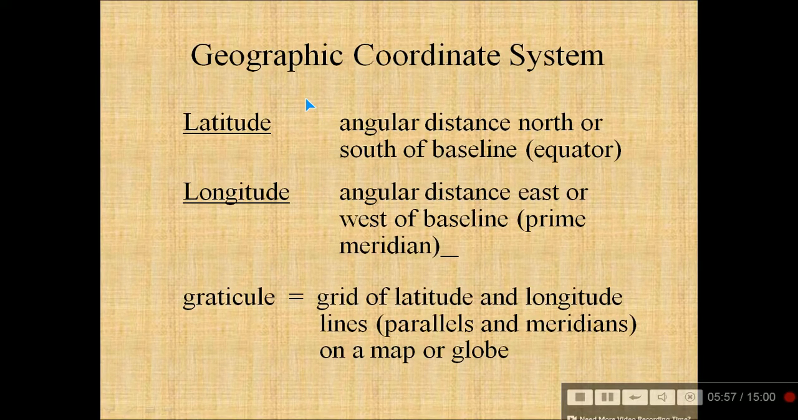And talking about GCS, the Geographic Coordinate System, we have latitude and longitude. Latitude means angular distance north or south of a baseline, that is, with respect to the equator, and longitude is the angular distance east or west of a baseline with reference to the prime meridian. Graphically, it is a grid of latitude and longitude lines, parallels and meridians, on a map or globe.